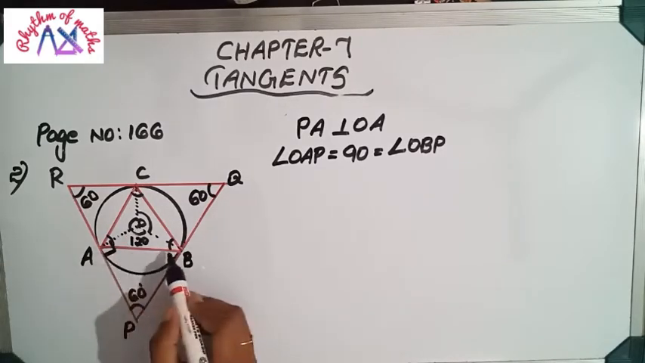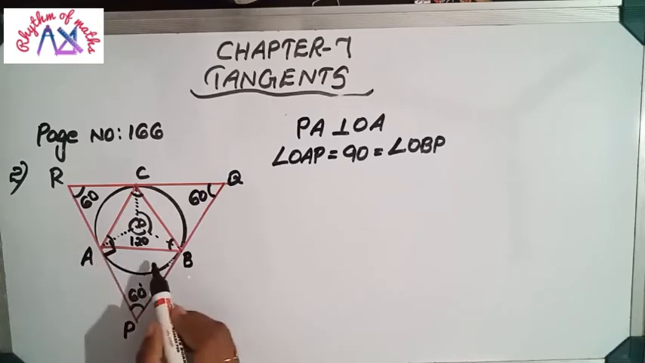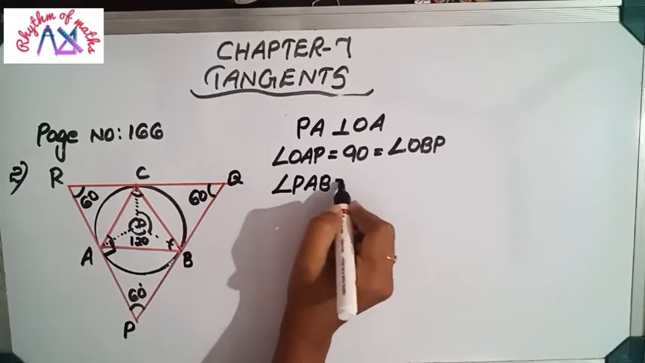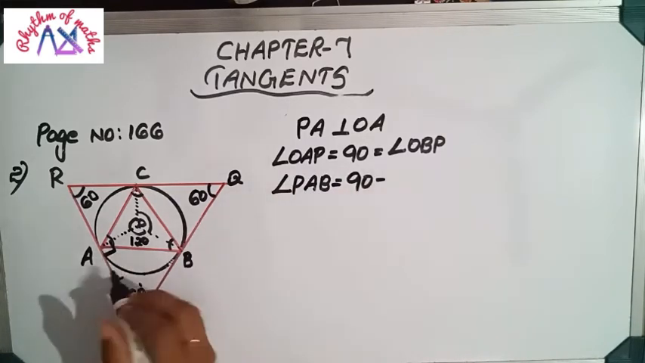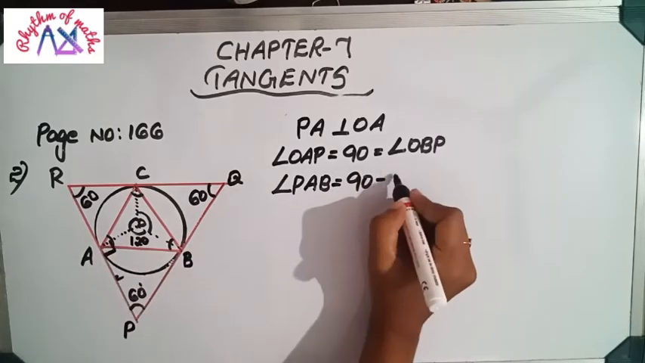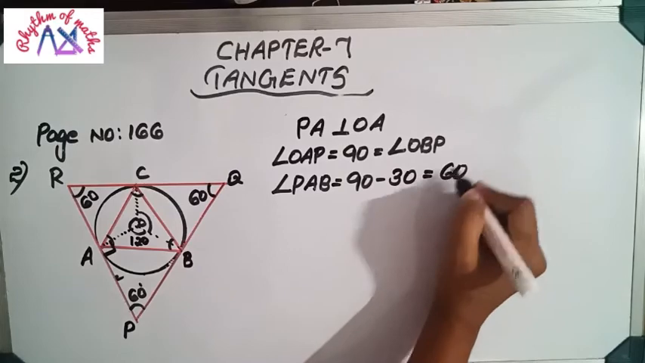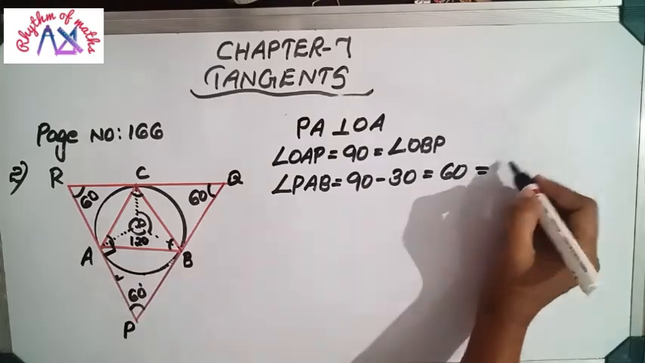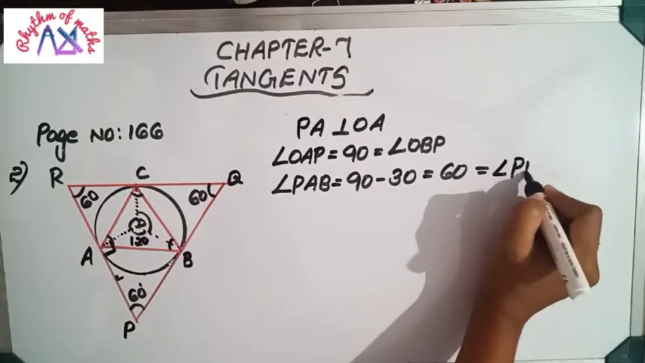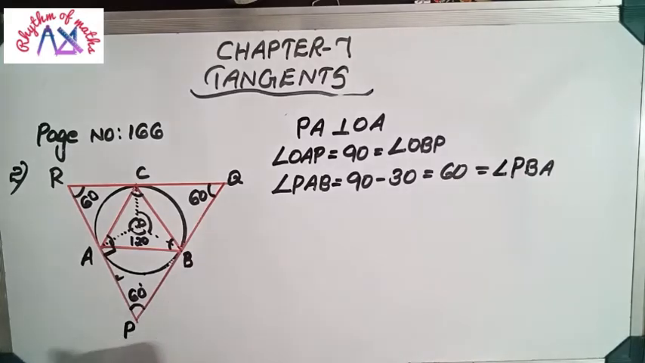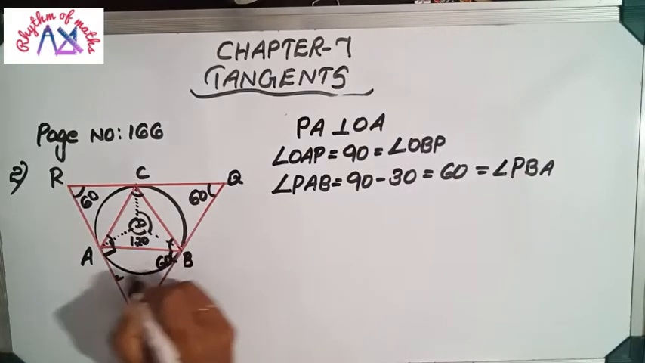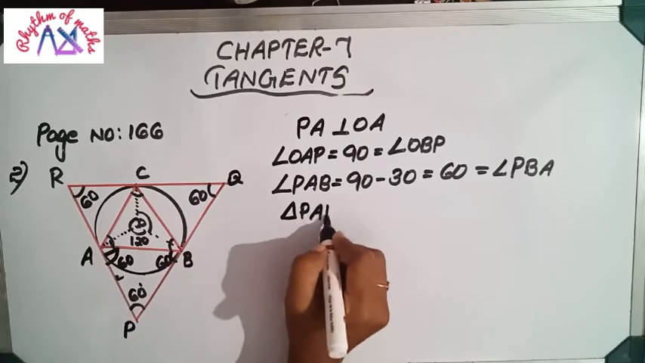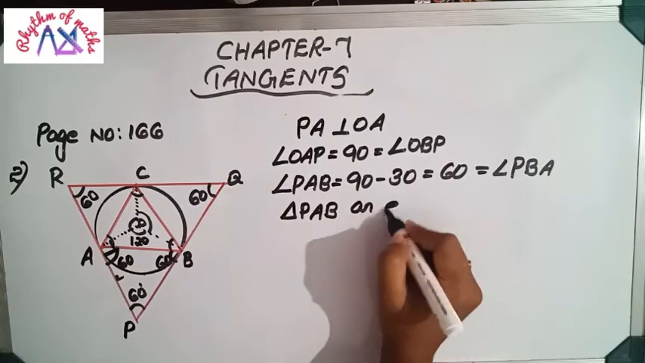Now angle OAB, we know, is 30 degrees. From this, how will we find angle PAB? Angle PAB equals 90 minus the remaining angle, that is the small angle of 30 degrees. So 90 minus 30 is 60. Same in the second section also, because of the same radius. So angle PBA is also 60 degrees. Here also 60 degrees. That means triangle PAB is also an equilateral triangle.